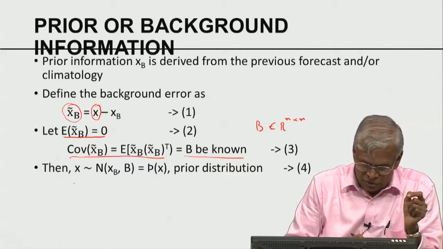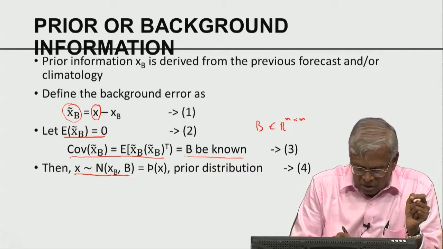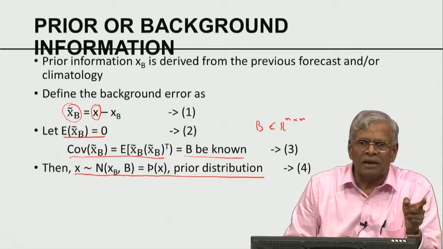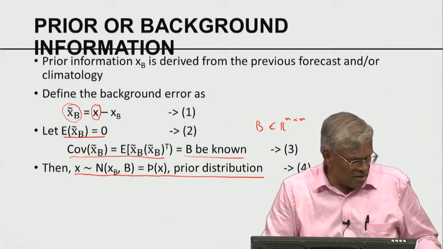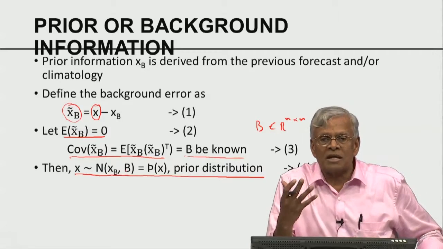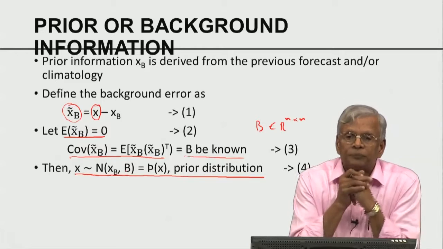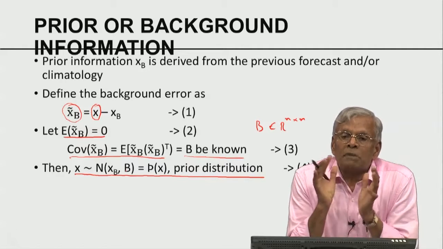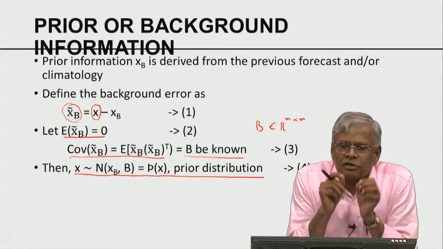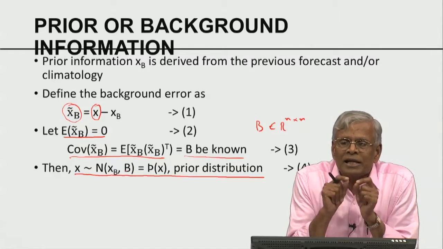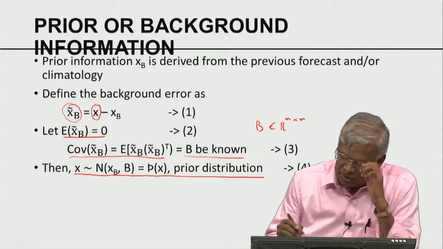So I'm going to now assume PX is the prior. Prior has the mean XB. The covariance is B. I'm going to pretend it is normally distributed. Let's discuss that for a moment. Normal distribution. What is the beauty of a normal distribution? It is probably the only distribution that is uniquely determined by the mean and the variance. That is a general result in probability theory.